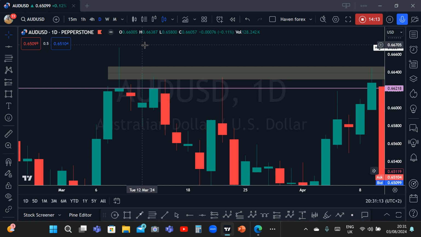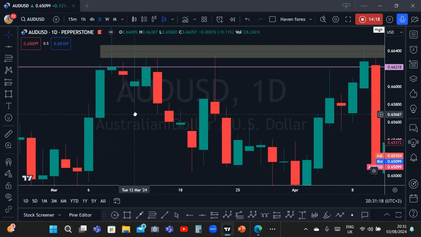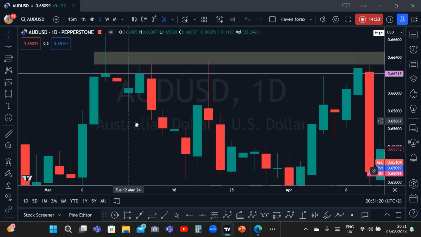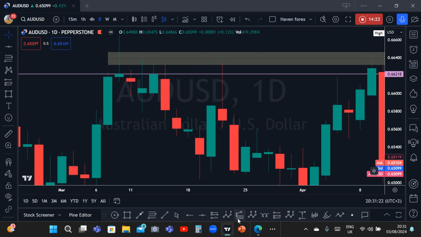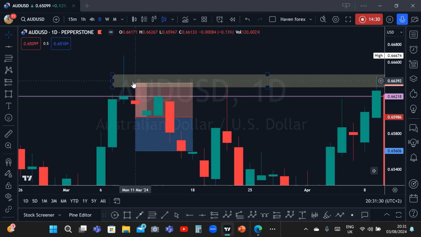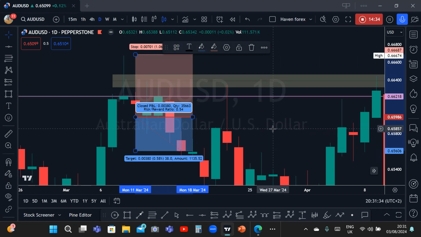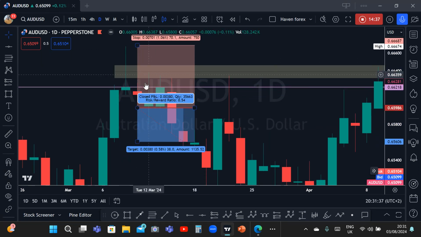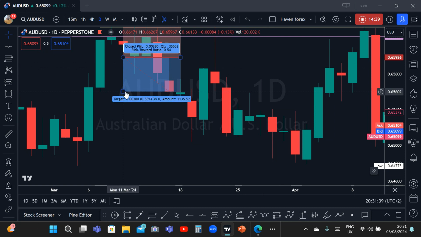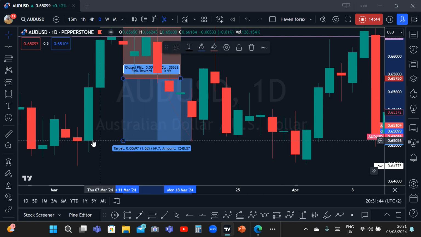wick here. Let me quickly show us so that we understand what I'm saying. Because you are going short, you just bring your tool here, take your position, all right? Take your position and put your stop loss on top of the structure. Then your take profit will be at the next support level.